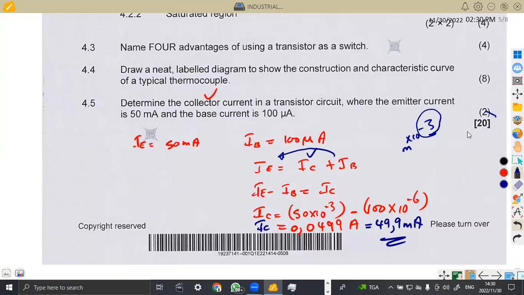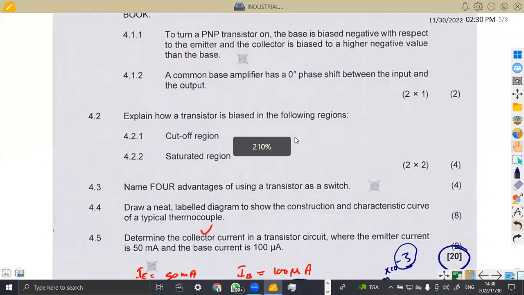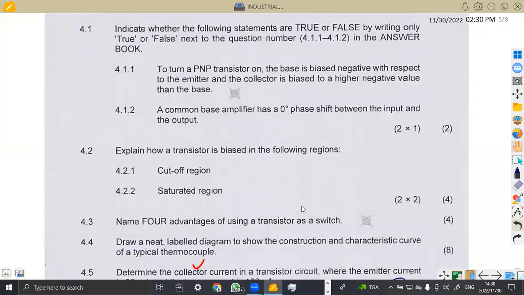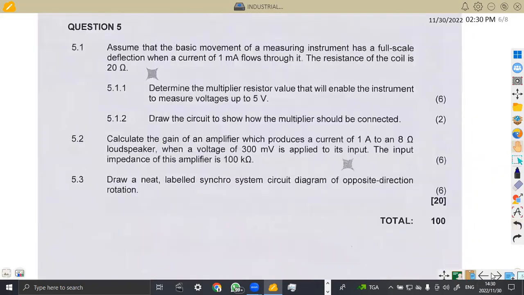So that was it, guys, for IC, which is the collector current. That's 20 marks on this question, the whole of question 4. So as you can see, guys, it was actually a pretty nice paper. All you needed was to revise and work on as many questions as you can.